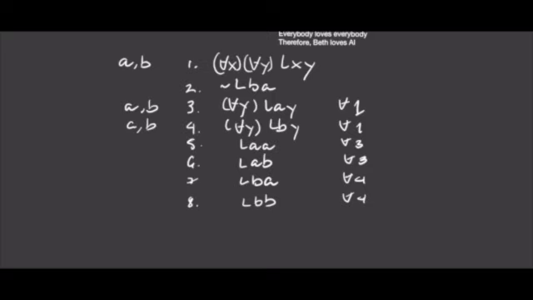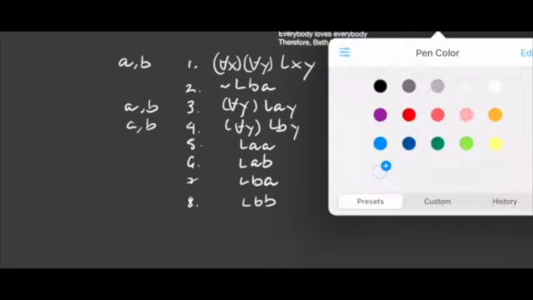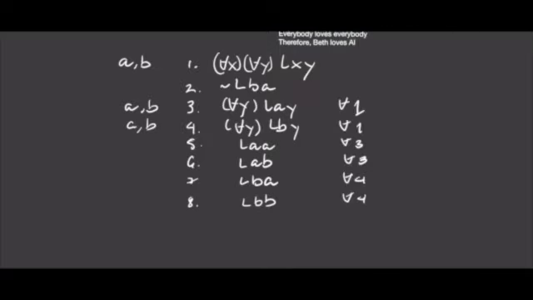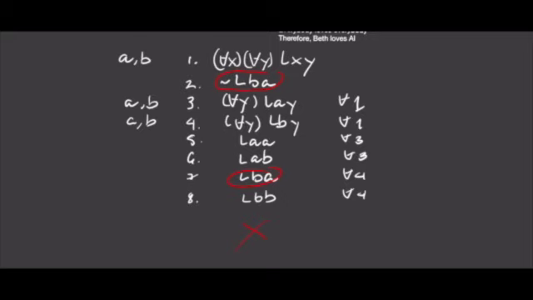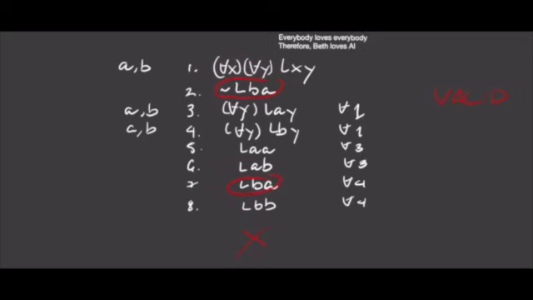And what happens? Do I have an open branch? Well, notice that we have not LBA and then have LBA. And so that means that the branch closes, and that means that the argument is valid, fortunately for Al.